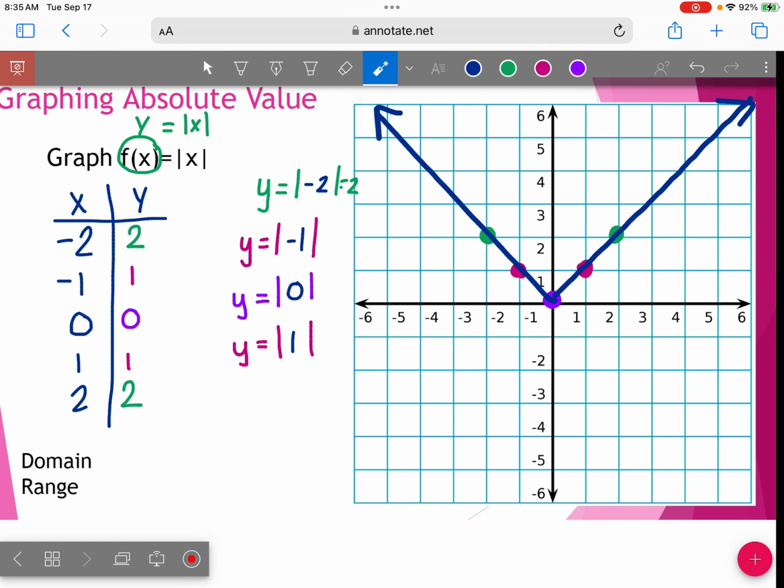So the next thing that we're going to do before we go on and try this again is we are going to find our domain and range, because we need to practice this more. So, what is our domain going to be for this? From negative infinity, as far left as we can go.